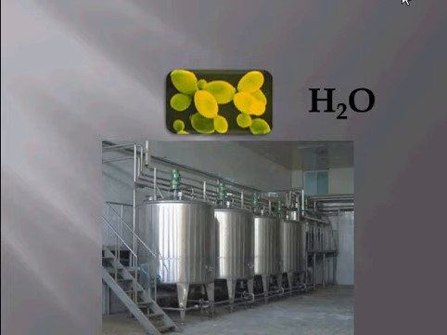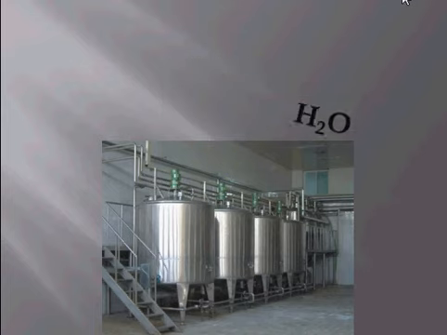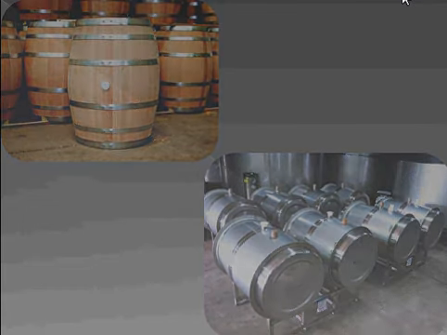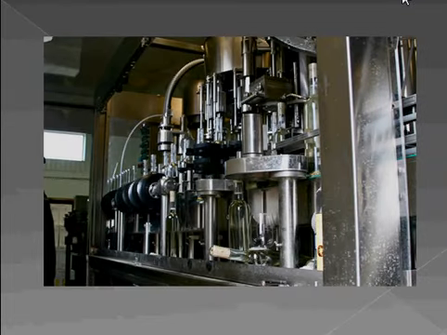Next, yeast, sugar, and water are added to the fermentation vessel, and the mixture is cooled to approximately 40 degrees Fahrenheit to begin fermentation. Once the fermentation process is complete, the wine is filtered and stored in either stainless steel or oak barrels to age.